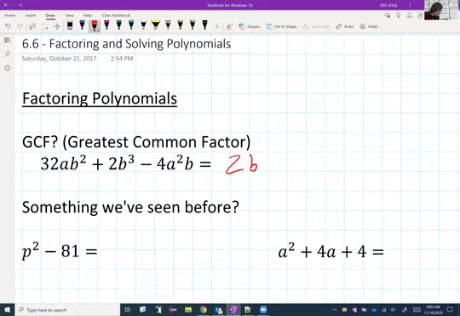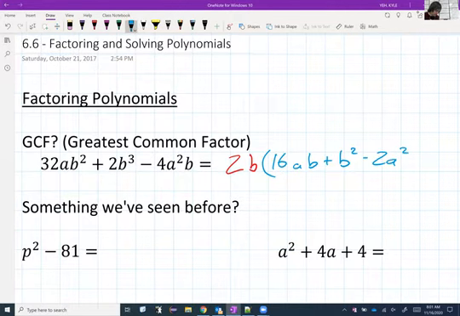And so that would leave me on the inside with 16ab to the first, because I pulled out one of those b's, plus I pulled out the 2, so just b squared, minus 2a squared, I believe. And we can always check that by seeing if we distribute, if we multiply that 2b back in, will we get the original? So we would get 32ab squared plus 2b cubed minus 4a squared b. So it looks pretty good. That's our first strategy. We're still looking to try to just pull something out.